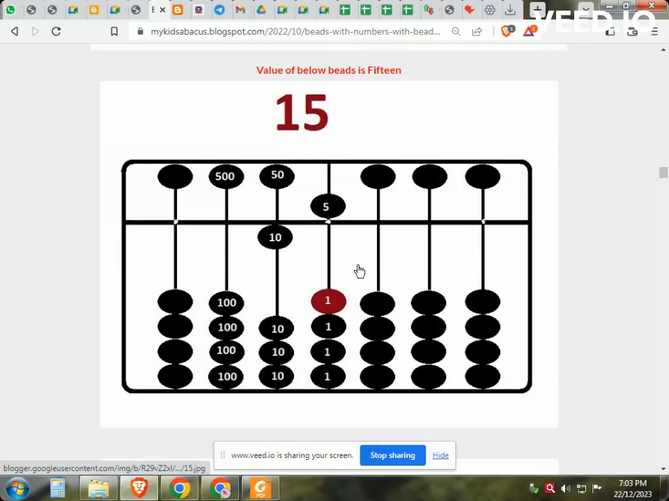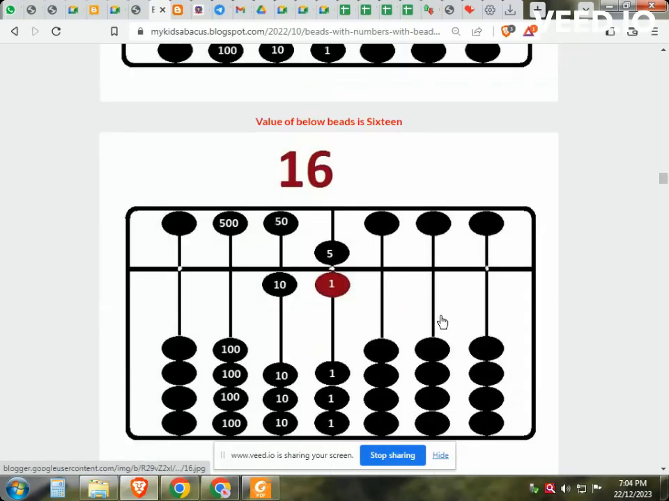Now while adding 15, in tens place we have to take 1 lower bit and in units place we have to take upper bit down. This is 15. 10 plus 5, 15. We added 16 like this. 5 plus 1, 6. 10 plus 6, 16.